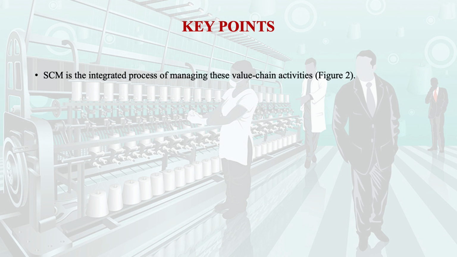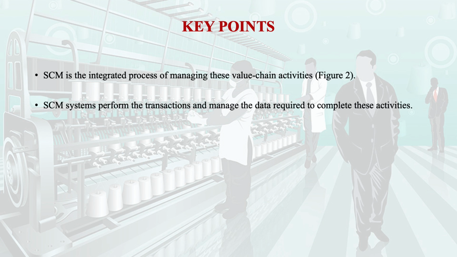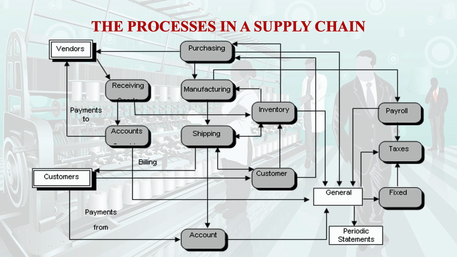SCM, in short, or supply chain management, is the integrated process of managing these value chain activities. The supply chain system performs the transactions and manages the data required to complete all these activities. These are the processes in the supply chain. The processes include procurement, transport, manufacturing, then again transport, storage, distribution. All these are the processes in a supply chain.